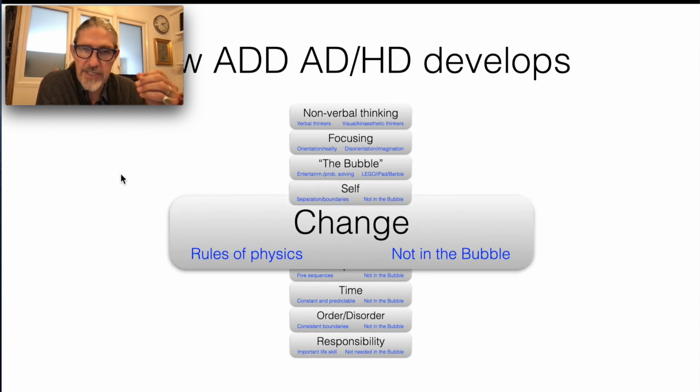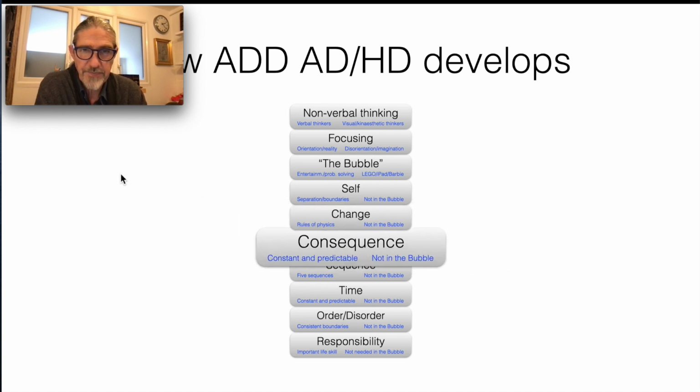Change is another real-life concept. Change is governed by the rules of physics in the real world, but in our imagination, change is not governed by the rules of physics. Anything can happen. In the real world, we can kind of expect what happens, and change, in fact, is always happening in the real world. But in the imagination, any change that happens, we are in control of. But in the real world, there's a lot of change that happens that we're not in control of.